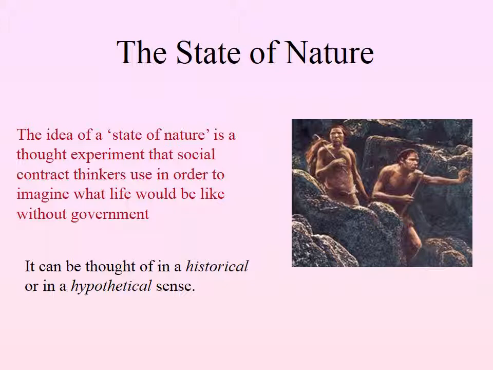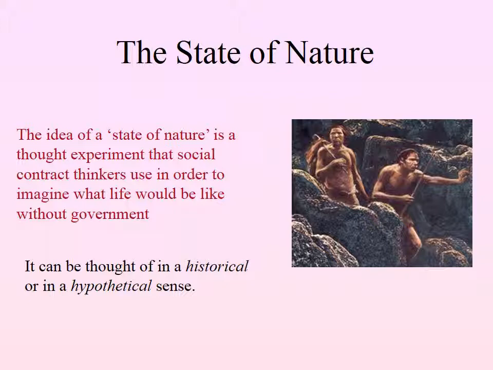So the idea of a state of nature is best thought of as a thought experiment that social contract thinkers like Hobbes and Locke use in order to imagine what life would be like without government. Imagine a situation where government did not exist. Imagine life without government. And then ask yourself, on what grounds would agents, meaning free individuals, decide to come together and form a government? What possible interests could they have in doing that? What would they set as the scope of government over them? What rules would govern the direction and the processes of government?